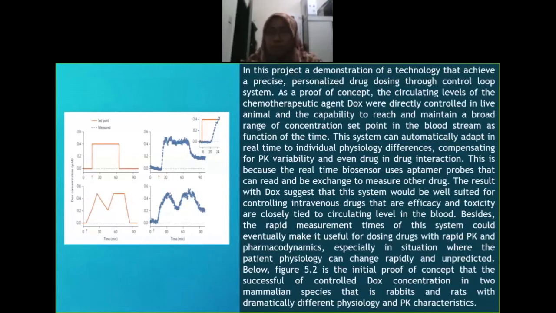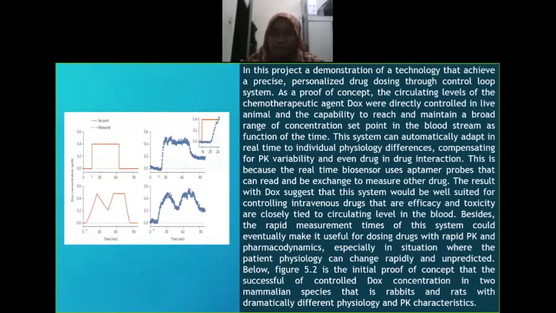This system can automatically adapt in real time to individual physiology differences, compensating for PK variability and even drug-drug interaction. This is because the real-time biosensor uses a probe that can read and exchange the measured drug. The result with dogs suggests that this system would be well suited for controlling intravenous drugs whose efficacy and toxicity are closely tied to circulating level in the blood.